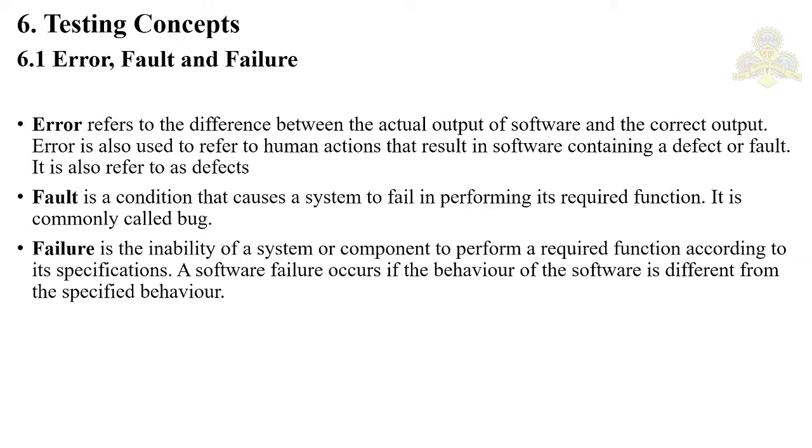Next is failure. Failure is the inability of your system or component to perform a required function according to its specifications. A failure occurs if the behavior of the software is different from the specified behavior. So failures may be caused by functional or performance factors. It does not imply that a failure must be observed. A failure may occur but not be detected.